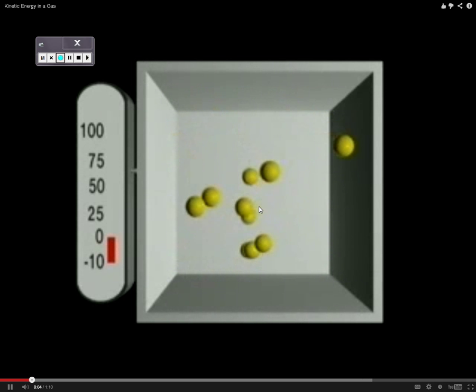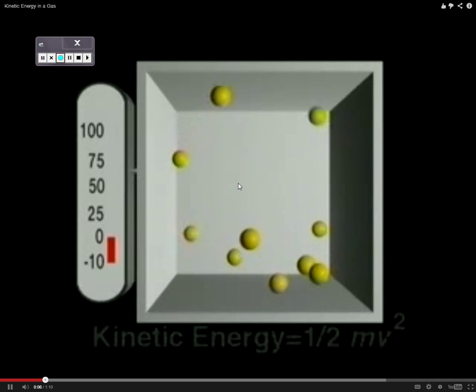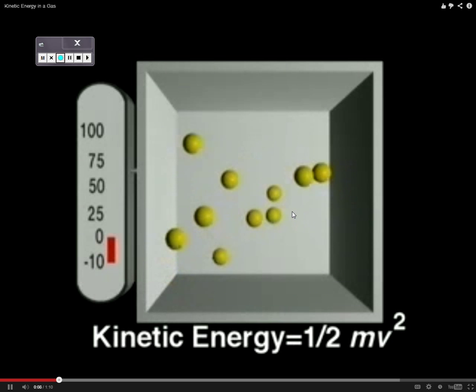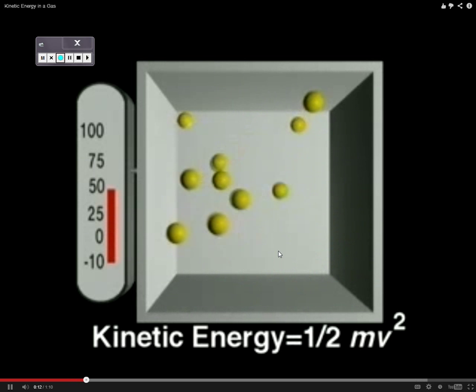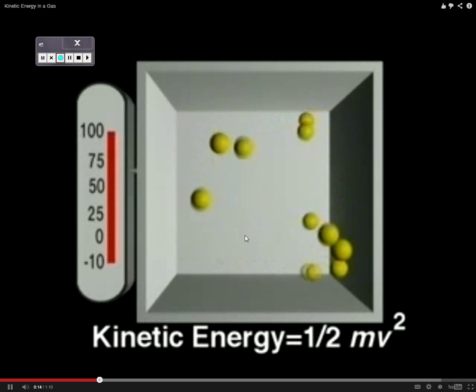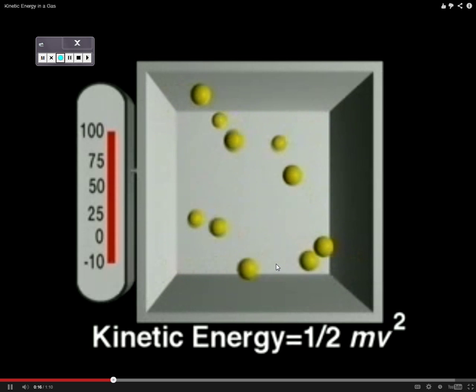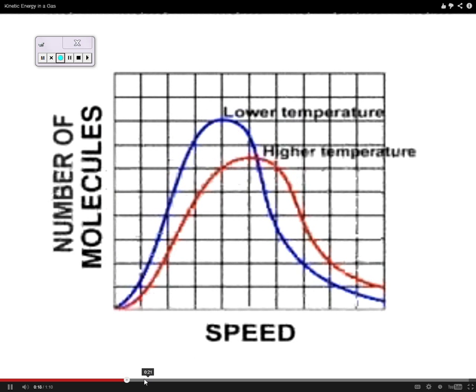Here we see our particles, the gas particles. They're pretty far apart from each other in comparison to their size. As they hit the side of the container, they're going to bounce off with the same energy they had before. But as the temperature goes up, they're moving much faster. The average kinetic energy means that some will have a little bit less energy, some will have more. But the peak is the temperature. As the temperature goes up, the speed also increases.